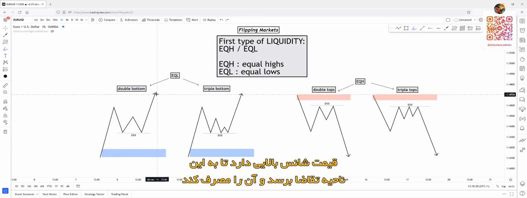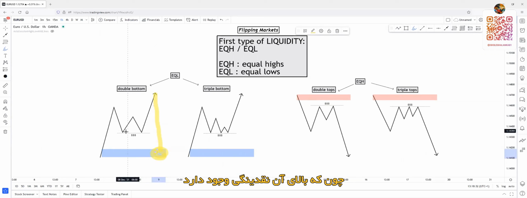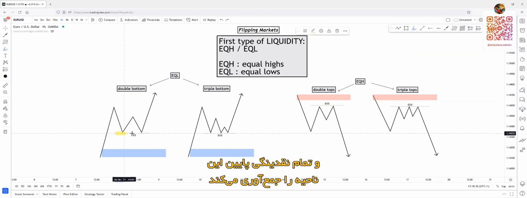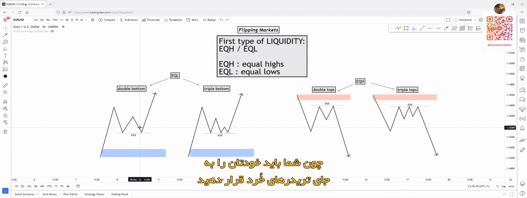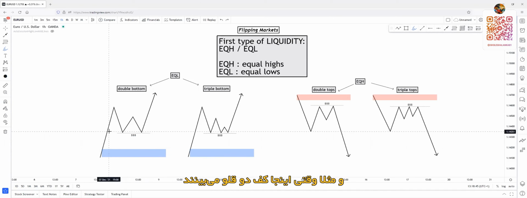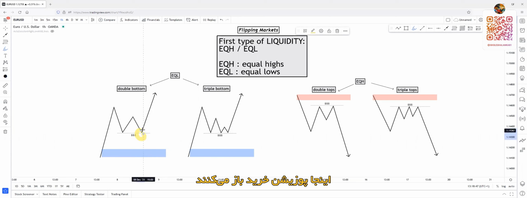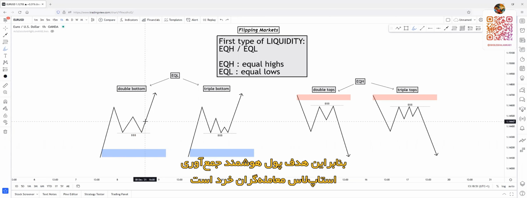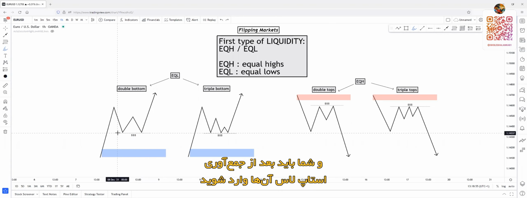Price has a great chance to come back to this demand zone and mitigate the demand zone which has liquidity above, and sweep all of the liquidity from this region, because you have to think with the retail trader's brain. Retail traders usually open on the double bottoms and the triple bottoms. So if they see a double bottom, they will open a buy position here. The purpose of smart money is to sweep all of the retail traders' stop losses, and you want to enter after the stop losses have been swept.